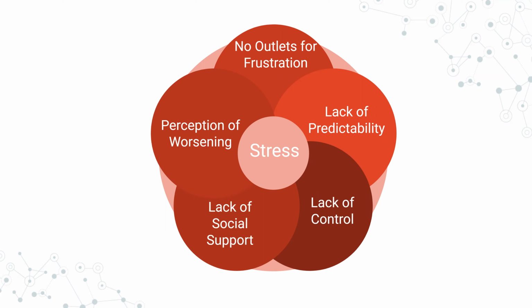So lack of social support, this is a huge one. And this is really one of the areas where income inequality plays a big role, and we'll talk about that a little bit more. And then the perception of worsening. So it's not necessarily the absolute value, it's your vector, or your direction of where you're going, right?